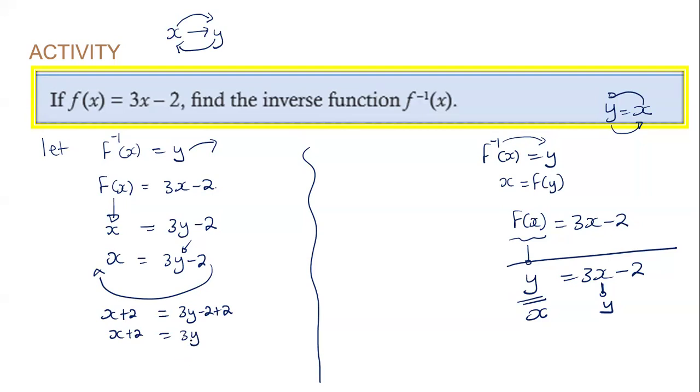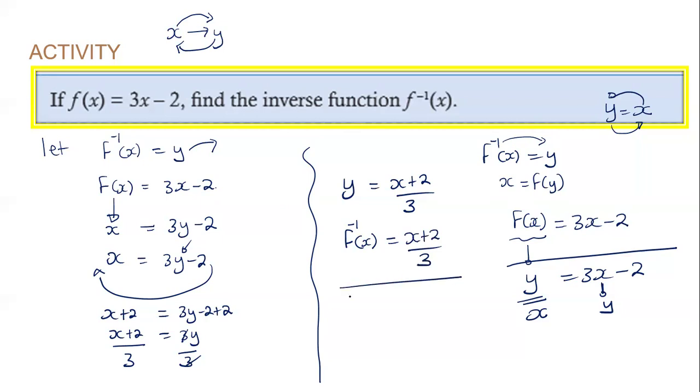Now, when I reach here, I want y, so I divide by 3. This and this will cancel, and therefore y is equal to x plus 2 divided by 3. But initially, I said here that f inverse of x is equal to y. So I conclude that f inverse of x is equal to x plus 2 divided by 3. And this is my answer. When you look at the number machine we started with, you'll see that it is the same answer. So this is when we are using the calculation.